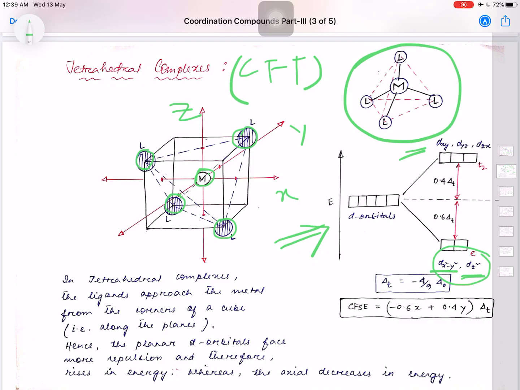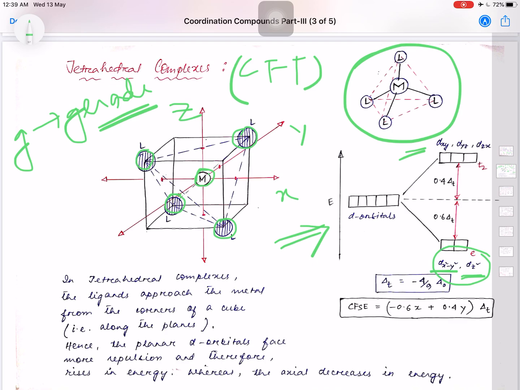Now in octahedral complexes we use the terms eg and t2g. But in tetrahedral complexes we do not use the g term. The g means gerade, and it represents symmetry. Octahedral complexes are symmetrical, that's why we use the term g, and tetrahedral complexes are not symmetrical, so we don't use the term g.